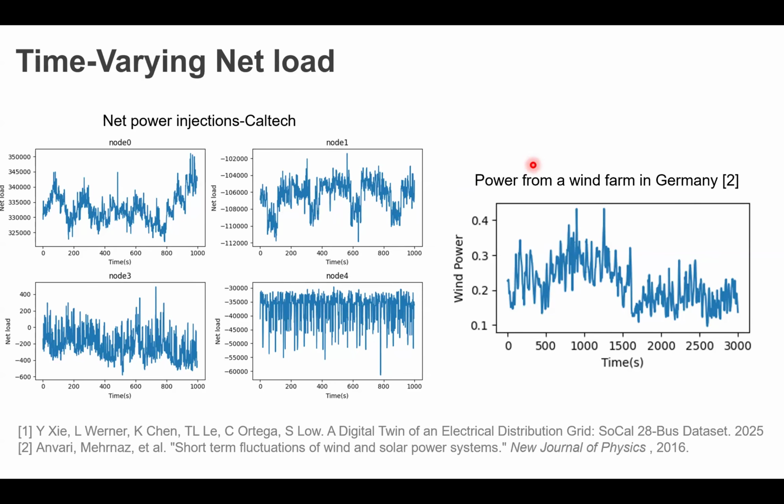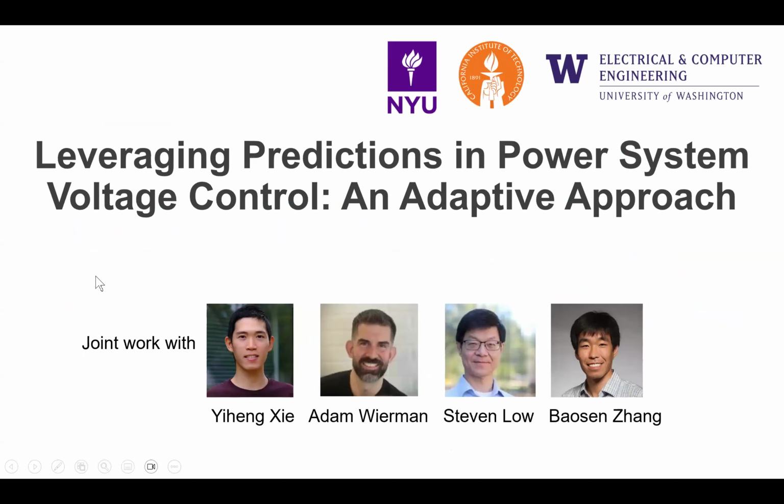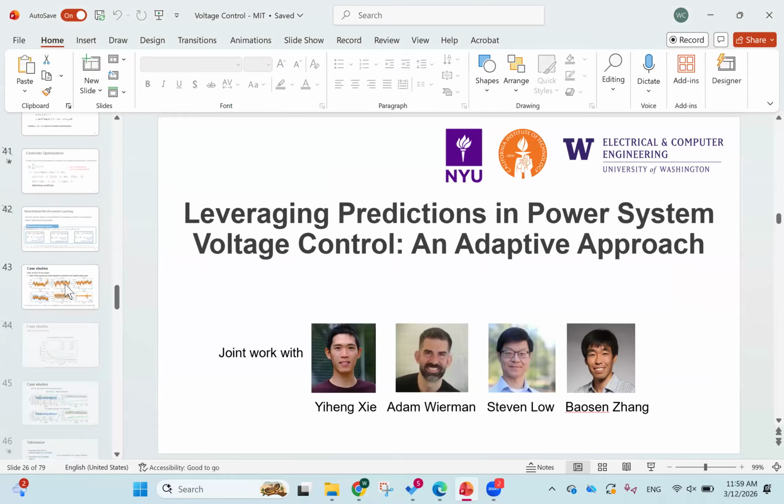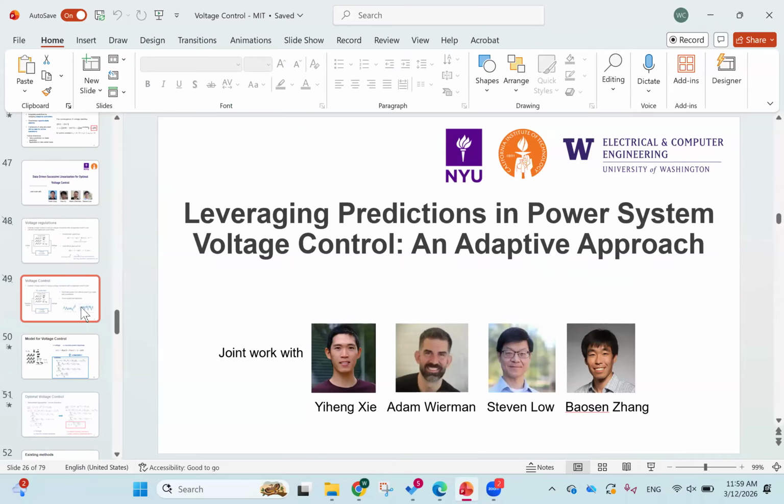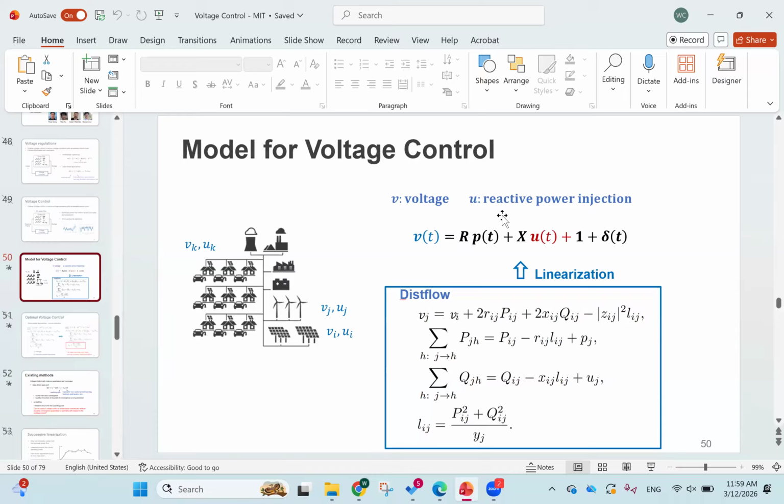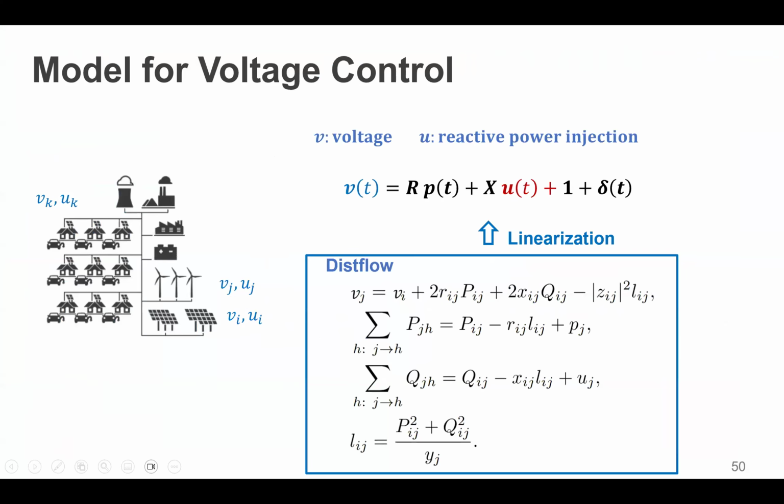And the last part of the talk will be about how we can handle the nonlinearity of the optimal power flow problem. Even for the DistFlow model for the distribution network, the linearized flow model is essentially the linearization over the flat operating point.